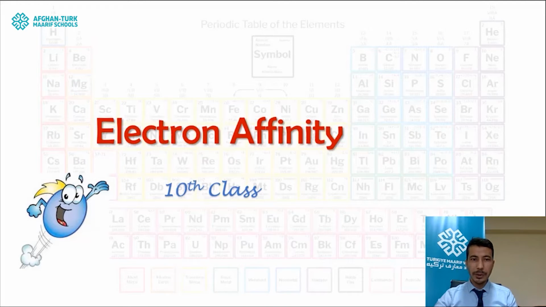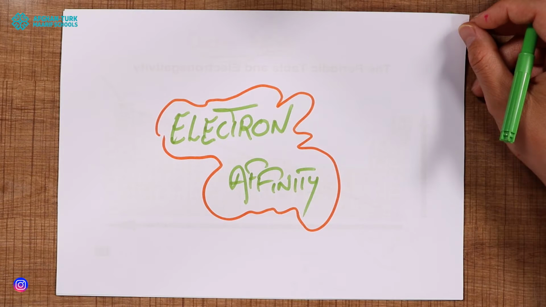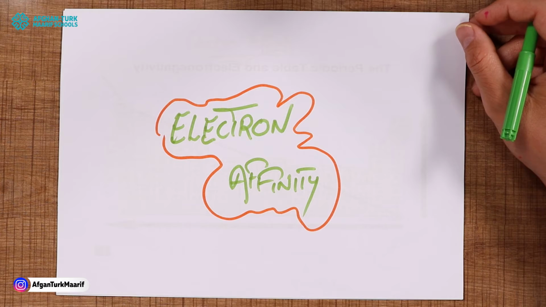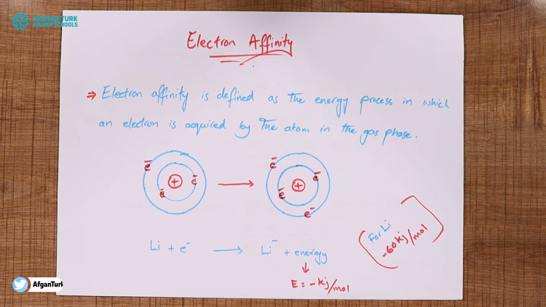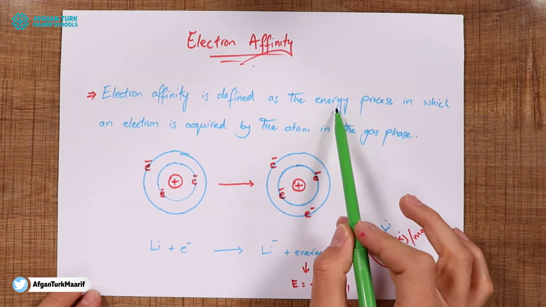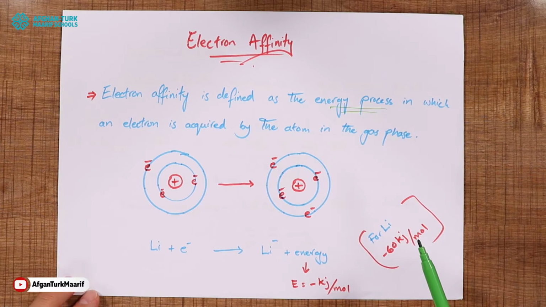And right now we are going to study our next lesson. It's about electron affinity. Well, students, so what's electron affinity? Electron affinity is defined as the energy process in which an electron is acquired by the atom in the gas phase. We have studied electronegativity and ionization energy.